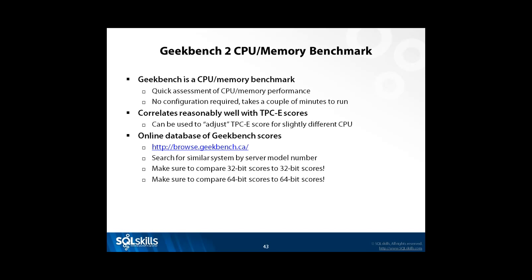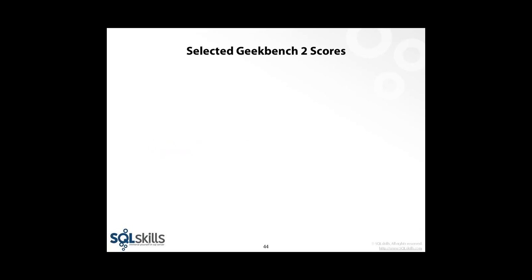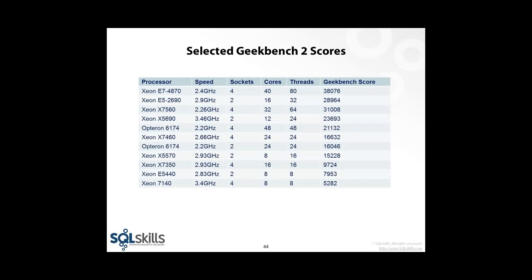So if you're trying to make the case to your boss that it's time to do a database server upgrade, you can go and look in the database and find the score for your system, and then find the score, hopefully, for the new system you're trying to get. That can be really, really useful. And this next slide shows you a chart of some different Geekbench scores.